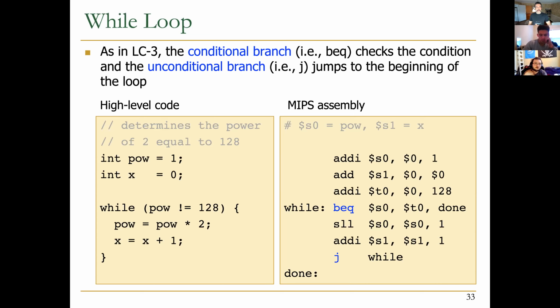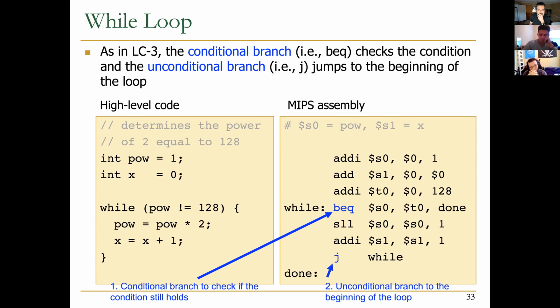Any question about this? Hopefully this construct is also very simple. Again, we translate a while loop by a combination of branch equal and jump to emulate or translate that into MIPS assembly. And again, conditional branch and unconditional branch.